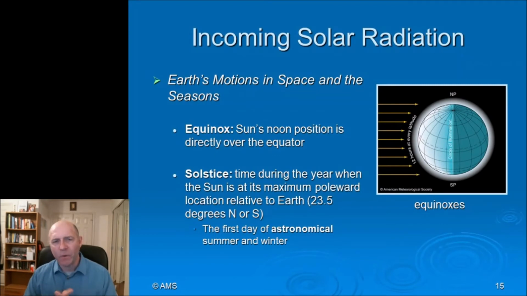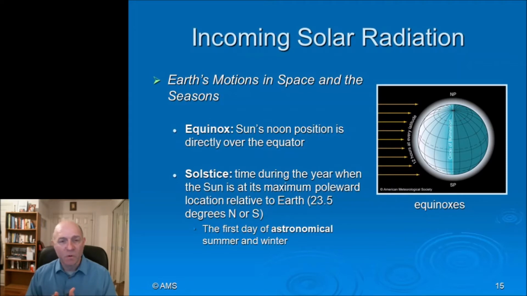Just a reflection or a remembering of some of the astronomical seasons and the terms that come with them. The equinox is basically an old term meaning equal night. The sun's position is basically over top of the equator. Solstice is the time during the year when the sun is at its maximum poleward extent in the sky relative to the equator, 23.5 degrees north or south.